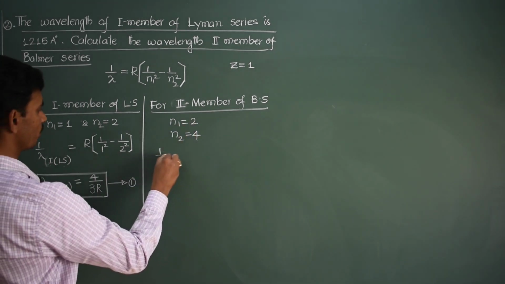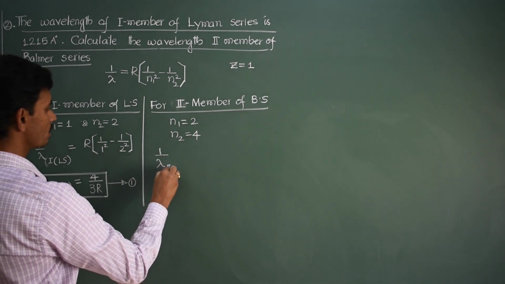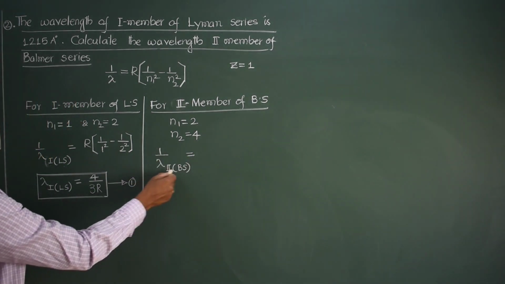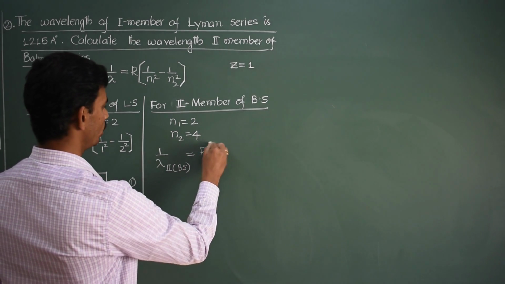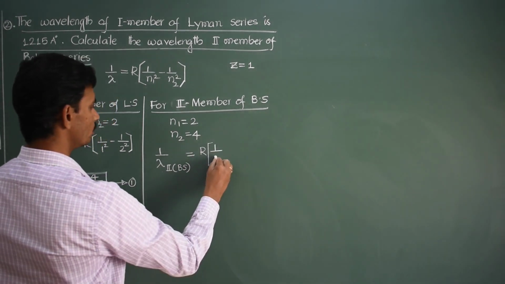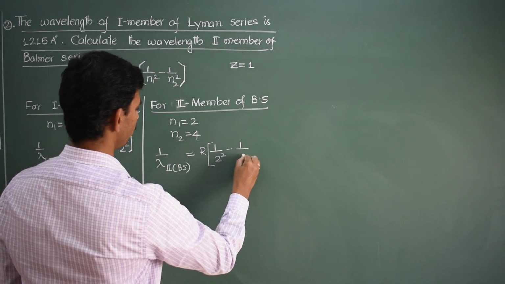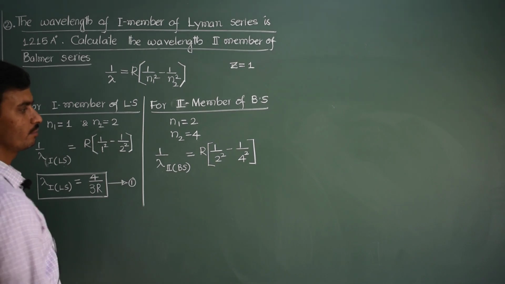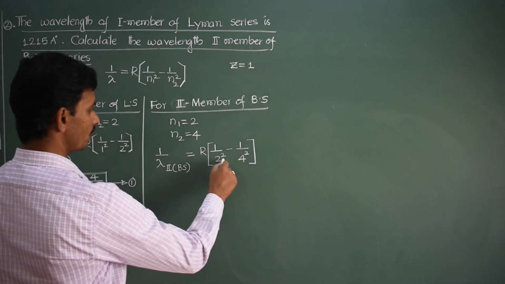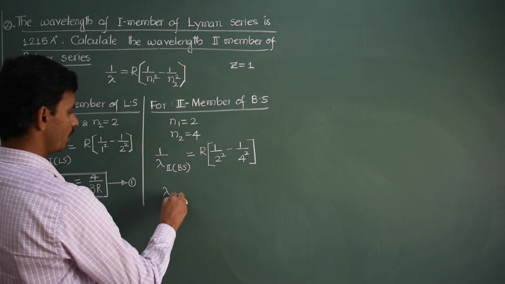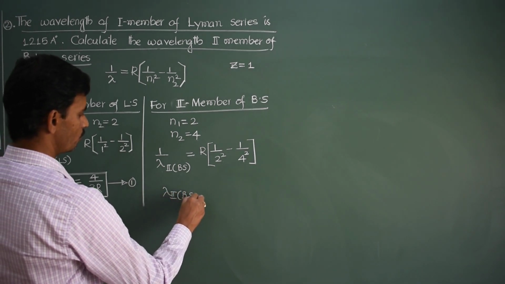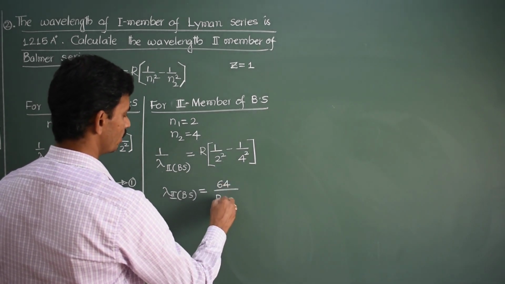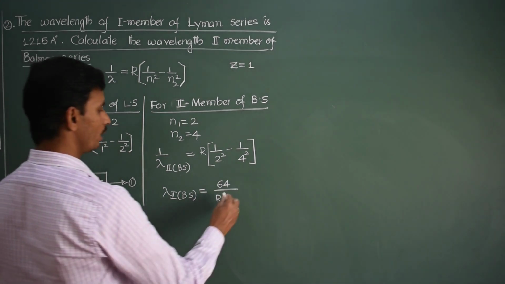Substitute this in the wavelength expression. So 1 by lambda 2 of Balmer series is equal to R into 1 by 2 square minus 1 by 4 square. Right, now again take the LCM. This is 16, 16 fours are 64. Therefore, taking the LCM and reciprocal, lambda 2 of Balmer series is equal to 64 in the numerator, divided by R times, 16 minus 4 which is 12. Let us call this equation 2.